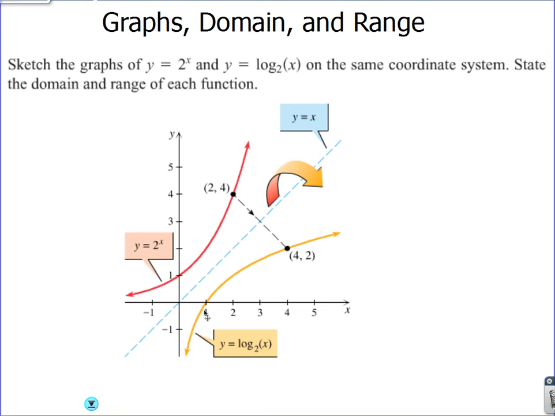So if you want to graph two inverses, graph your original function, then just flip-flop all your x's and y's. That's what an inverse is. The inputs and the outputs change places. What used to be x is now y. What used to be y is now x. There's your two graphs. Okay.